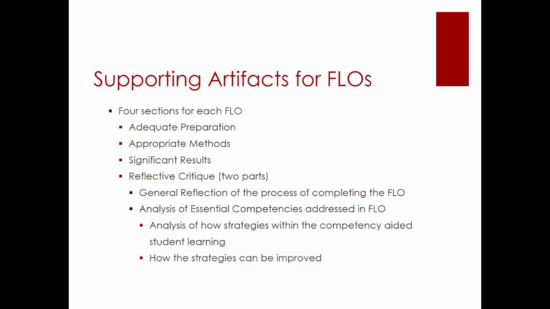The third section is the significant results. It describes, in terms that are clear to all members of the panel, including the out-of-discipline panelists, the results of the intervention. And finally, the reflective critique section has 2 parts. The first part is a general reflection of the process of completing the FLO, and the second part is an analysis of essential competencies addressed in the faculty learning outcome and how each of those competencies aided the student learning and helped the candidate to become a better counselor, teacher, or librarian.